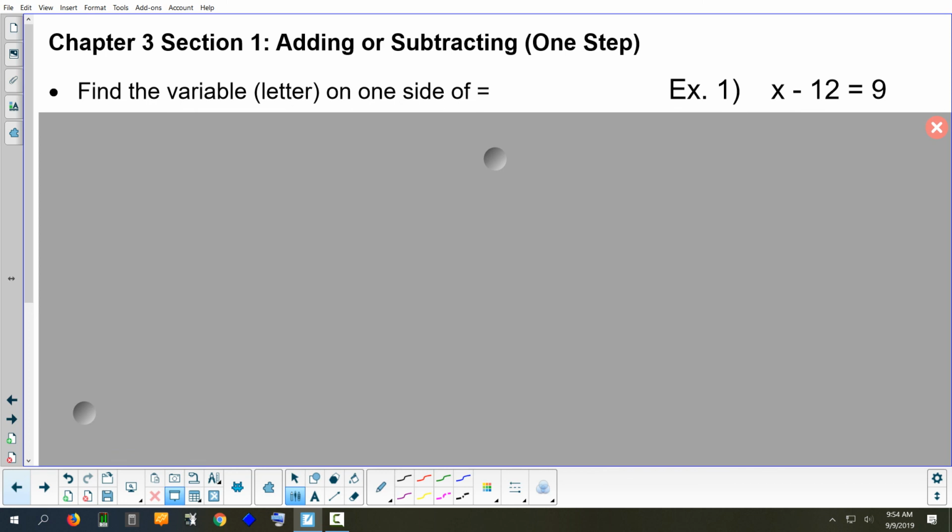On the first bullet, and I did this with you in the warm-up, the first step is to find the variable or the letter on one side of the equal sign. Basically just figure out what the letter is. Sometimes I even circle it.